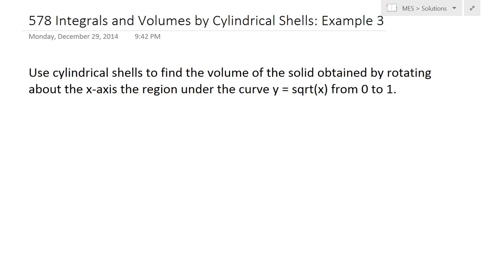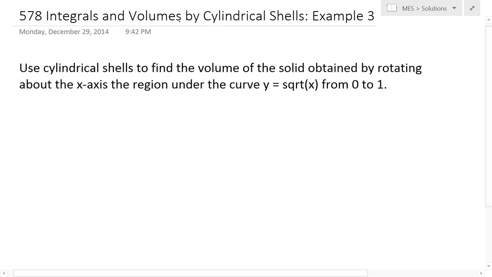Trying to discuss further into integrals and volumes by cylindrical shells, and now look at example 3 of this example series. I'm going to solve this example, which states: use cylindrical shells to find the volume of the solid obtained by rotating about the x-axis the region under the curve y equals square root of x, from 0 to 1.